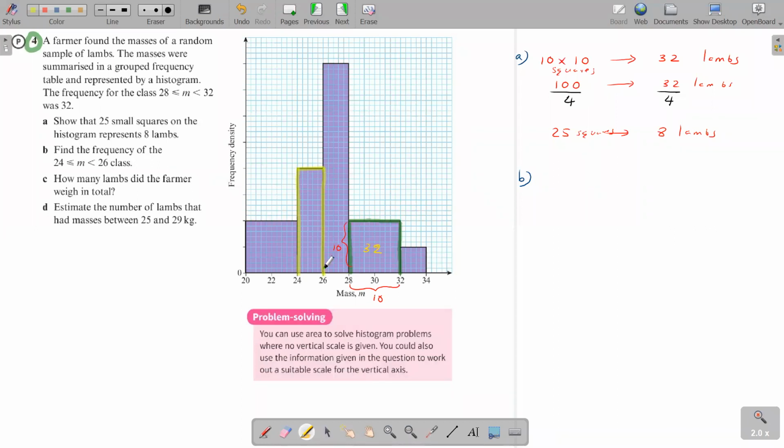So how do you get the frequency in this particular class? We'll go with the number of small squares, because that's how we started with part A. The hint is given. In part A, we go with the number of small squares. Then for part B, when you want to get the number of lambs, we'll always go with the number of small squares. Okay. So how much is it?